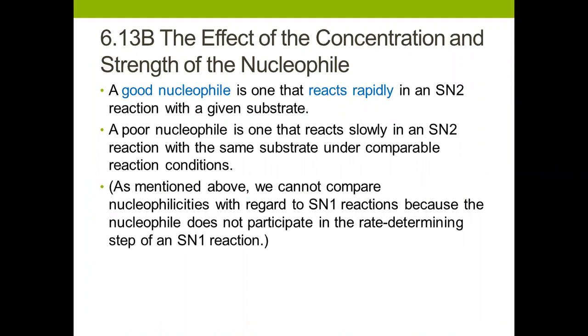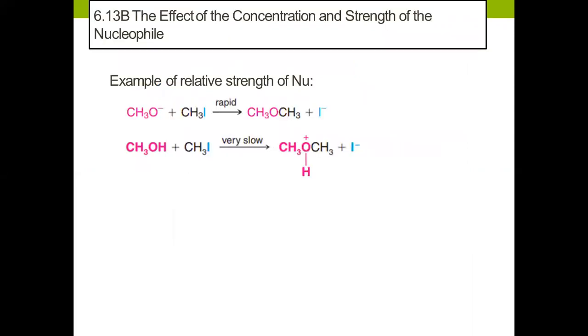A poor nucleophile, however, when it reacts rapidly, you can easily see in the rate of reaction that it is very high. If the reaction is very slow in an SN2 reaction with the same substrate under comparable conditions, then we have a poor nucleophile. So as mentioned above, we cannot compare nucleophilicity with regard to SN1 reactions because nucleophiles do not participate in the rate determining step of an SN1 reaction.